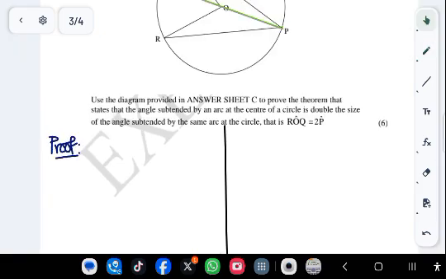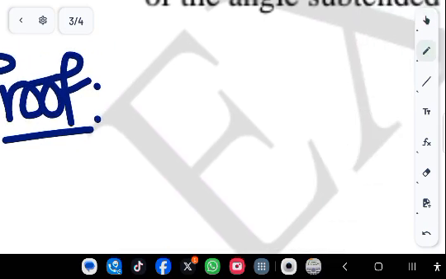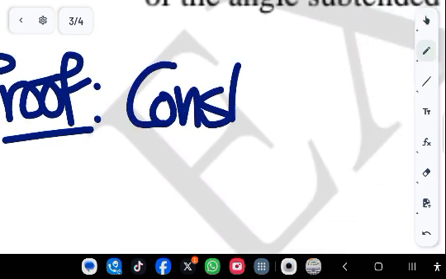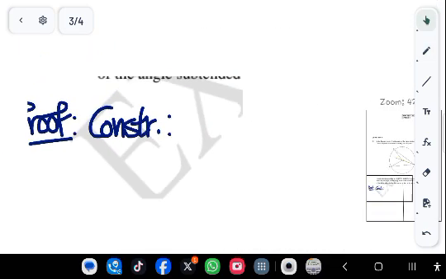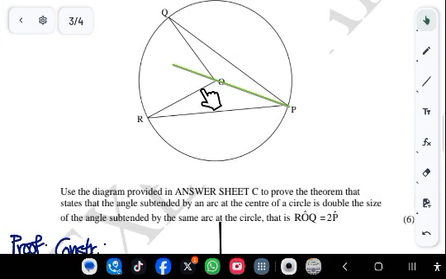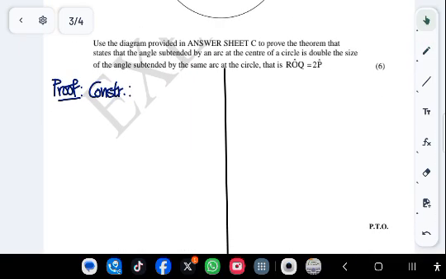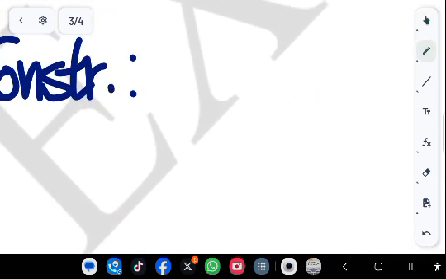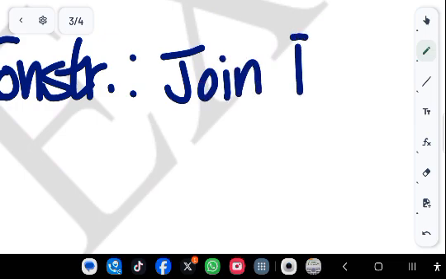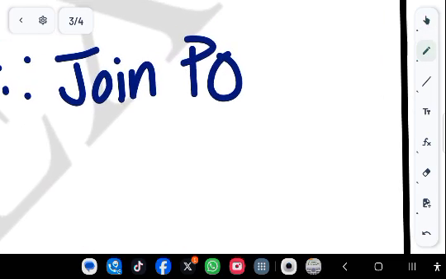Remember? Okay, let's make a construction. We join PO and produce it to T. Join PO and produce to T.